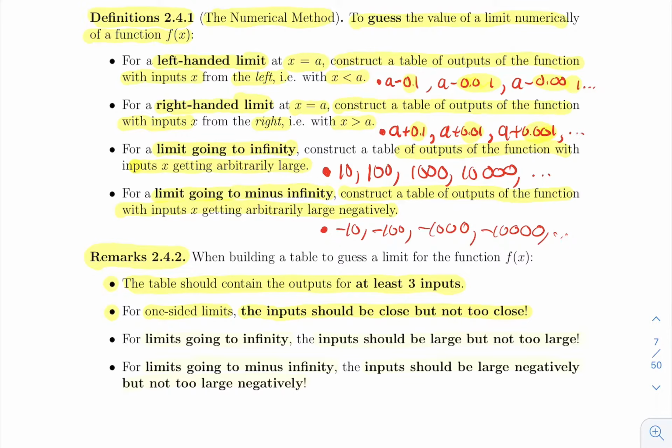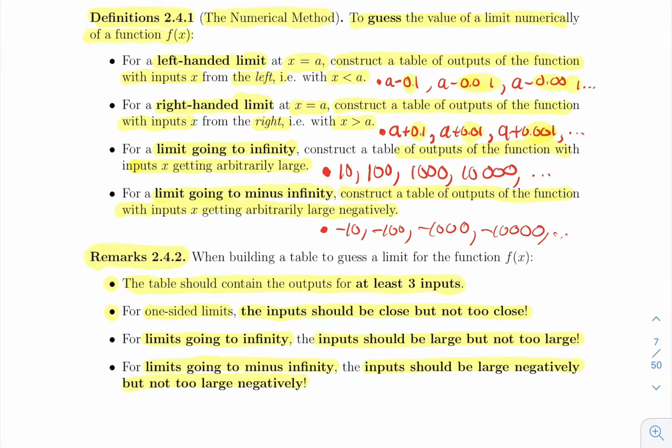Okay, so you want to be close, but remember you have to compute outputs. If your input is complicated, then the output will be complicated to compute. So same kind of remark for limits going to infinity or minus infinity. You want to use big inputs or big inputs negatively, but not too big. You don't want to use a quadrillion as an input. It's going to be very difficult for you to evaluate your function for very large inputs, positive or negative.